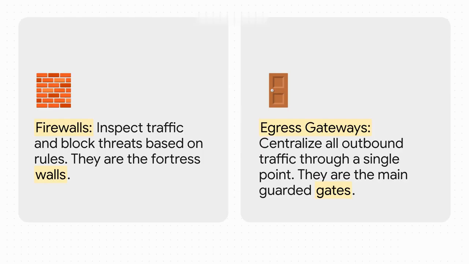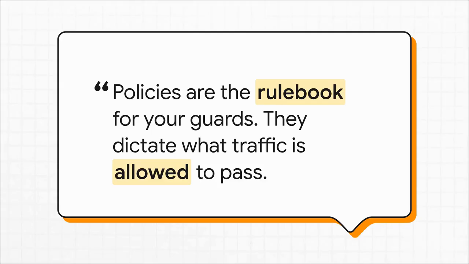Now, let's zoom in on the difference between your walls and your gates, because this is really important. Your firewalls are the big stone walls of your fortress. They inspect traffic passing by and block anything that looks sketchy. But the egress gateway, that's your strategic masterpiece. It's the one main gate where you force all outbound traffic to go, giving you this incredible choke point for total control.